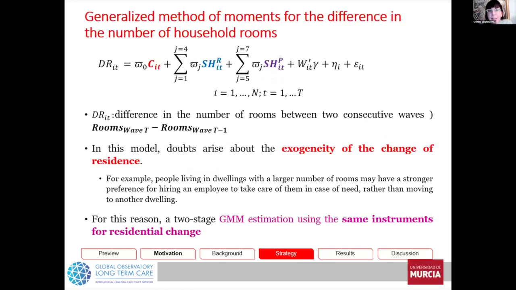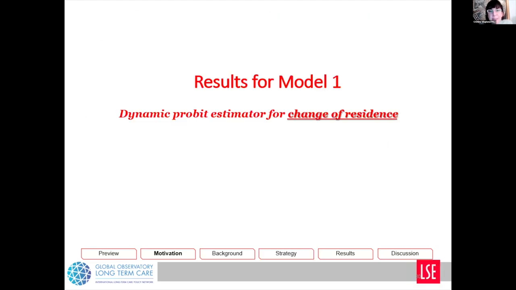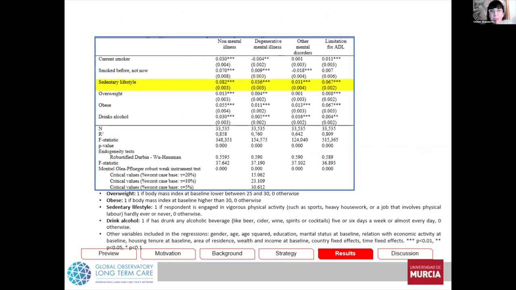And finally, the easiest model is this one, where DR is the difference in the number of rooms. We have the variable having changed residence and the health shocks, and having also doubts about the exogeneity of change of residence, we follow the same procedure as before, using the instruments mentioned and estimating a two-stage GMM model for residential change. Now the results.